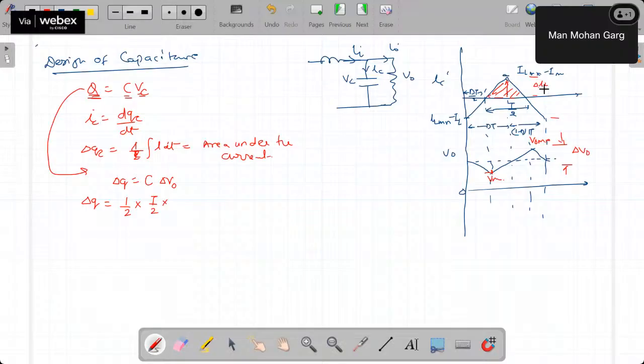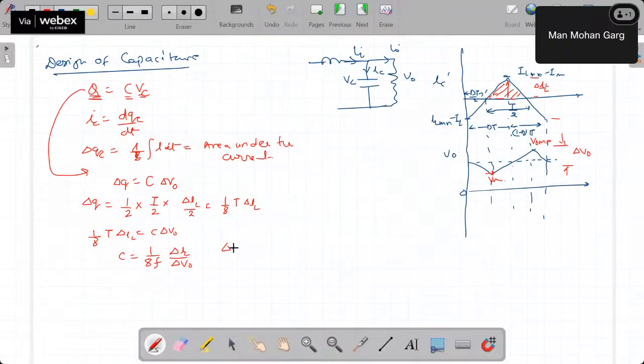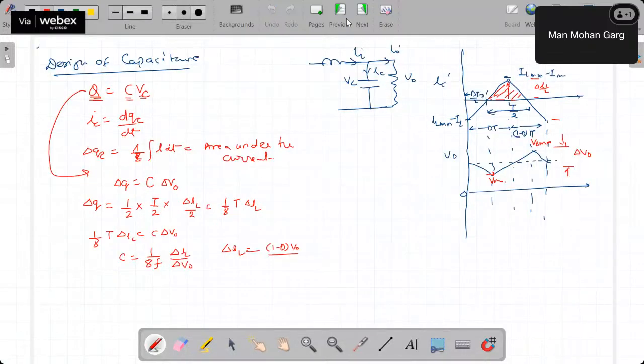So let us put it: V naught into T, over L, into 1 minus D. From here del IL was (1 minus D) V naught upon L into F. Let us put it here. So C becomes 1 upon 8 F, (1 minus D) V naught upon L F into del V naught. So from here, if I simplify, del V naught upon V naught comes out to be (1 minus D) upon 8 L F square C.